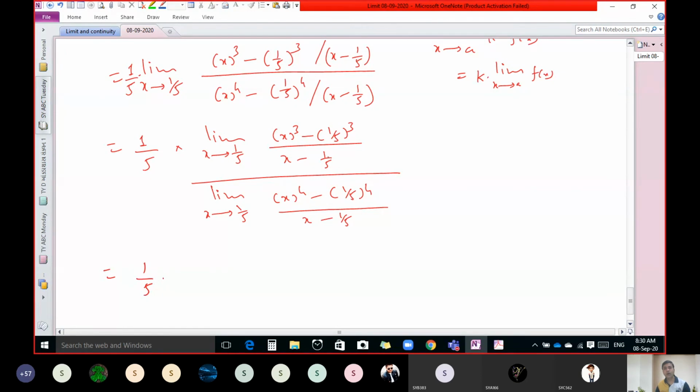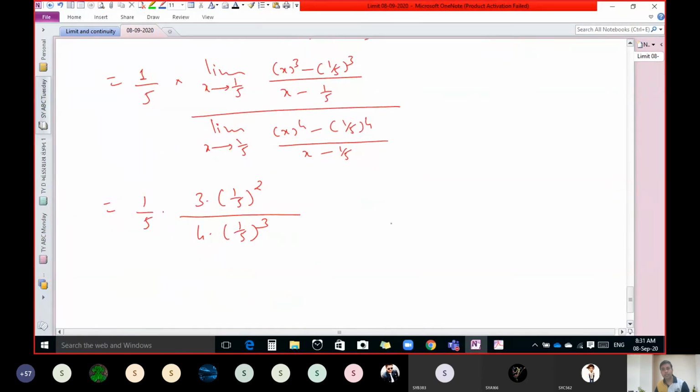Now tell me what is the answer of this numerator. Here your n is 3. So 3 into 1 upon 5 the whole square. And what is the answer of denominator? 4 into 1 upon 5 raised to 3. Perfect. Now simple calculation is there. 1 upon 5 as it is. 3, this is 1 upon 25. Here 4 into 1 upon 125.